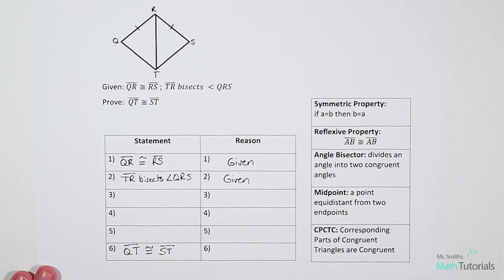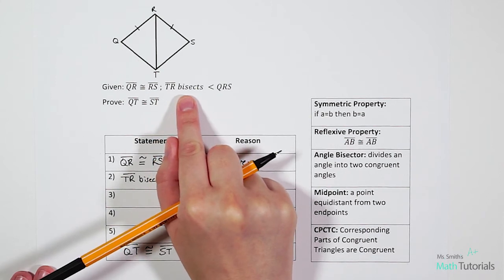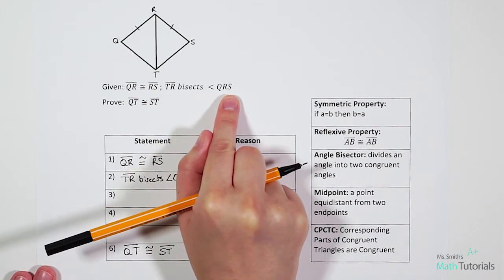Okay, now that we've gotten all the information they gave us into the table, let's try to think of where we can go from here. So my mind immediately goes to this statement that TR bisects angle QRS.